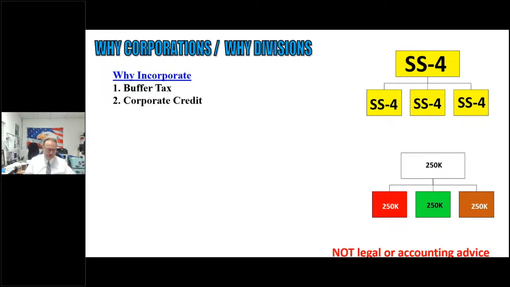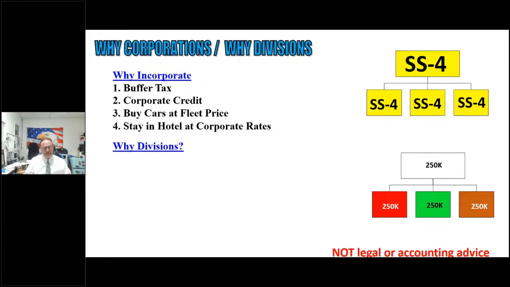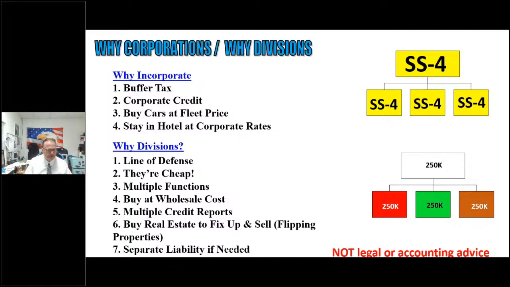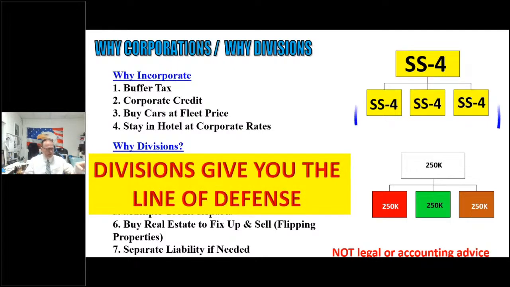I like to get you a bunch of corporate credit and finance your business because you're not winning the lottery and getting a big enough raise. I like you to get a car at fleet price and then free buffet at the hotel. Then I like you to have divisions. Line of defense, they're cheap, multiple functions, buy at wholesale price, multiple credit reports, and separate liability when it comes to real estate. So if we create a line of defense under the corporate umbrella, debt follows tax ID and credit reports are billed under tax ID too.